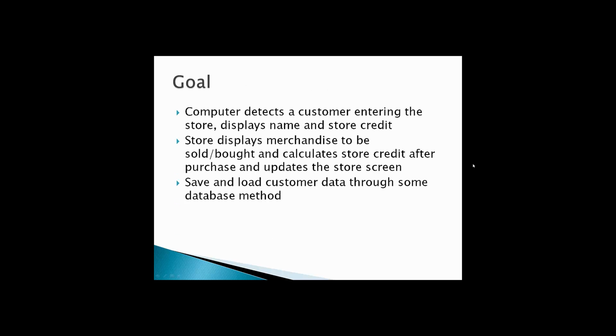The goals I set for myself for this project are that when computers detect a customer within the range of the store, the store will automatically update with the name of the customer and the credit amount. There will be two screens that display merchandise that can be bought and sold. Whenever these items are bought, they will be automatically updated, and credit will be calculated. And lastly, it will update the file that the data is stored on.